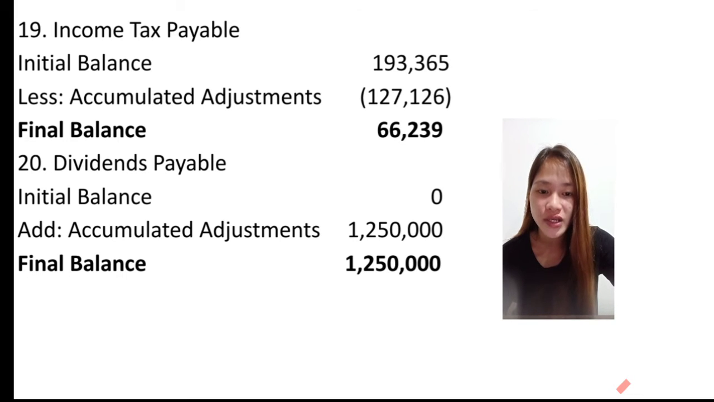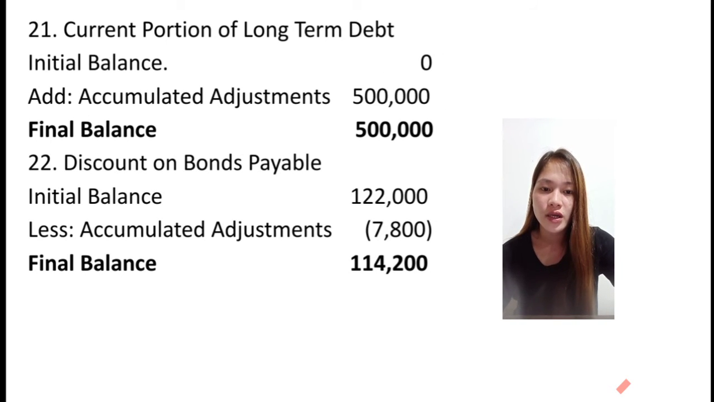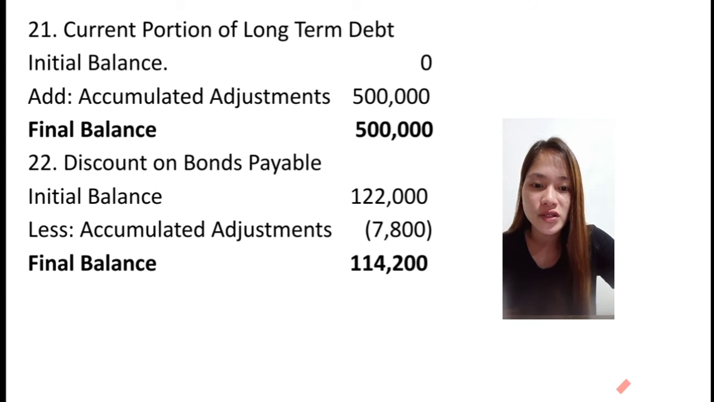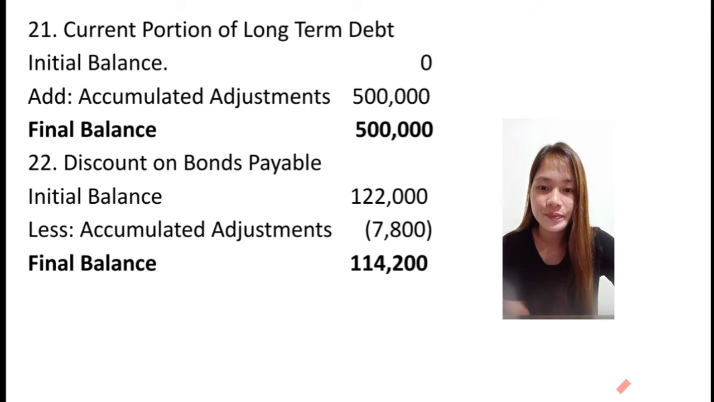Number 20, dividends payable. So the initial balance is 0, added by the accumulated adjustment 1,250,000 pesos. So our final balance is 1,250,000 pesos. Number 21, current portion of long-term debt. So the initial balance is 0, added by the accumulated adjustment 500,000. So that will be our final balance, 500,000 pesos.